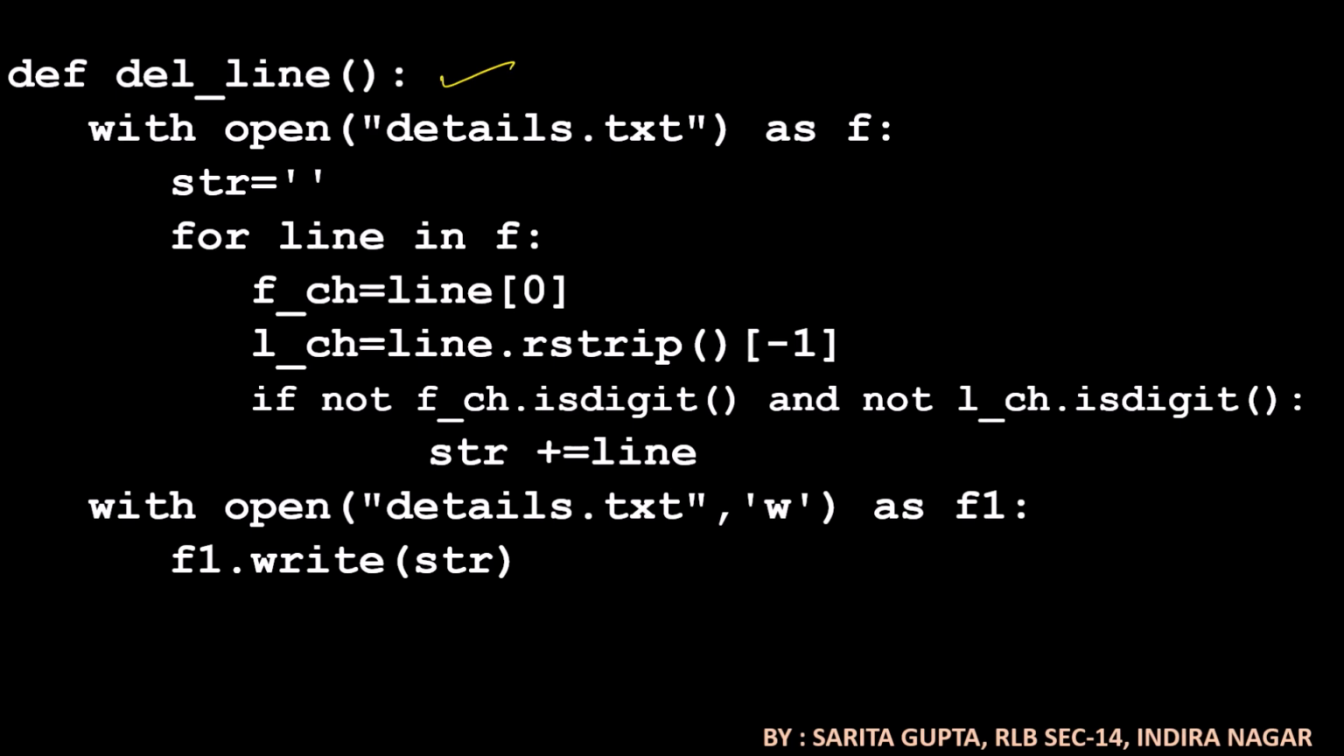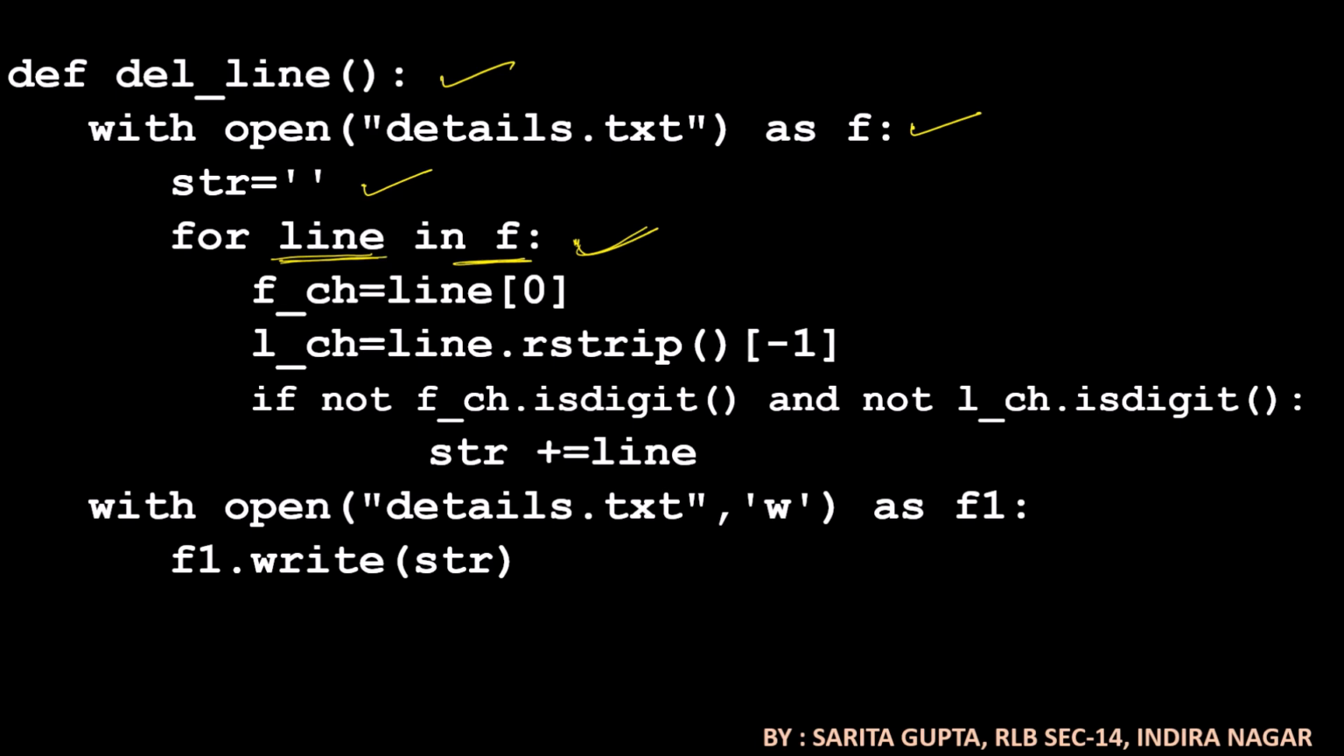Next, opening the given file details.txt in read mode as the first statement in the function. Next, creating a variable initialized with an empty string in order to store the data after deletion. Next, reading file content line by line through a loop as for line in f. Here, the variable line would be getting one line of text terminated by \n from the file one by one.